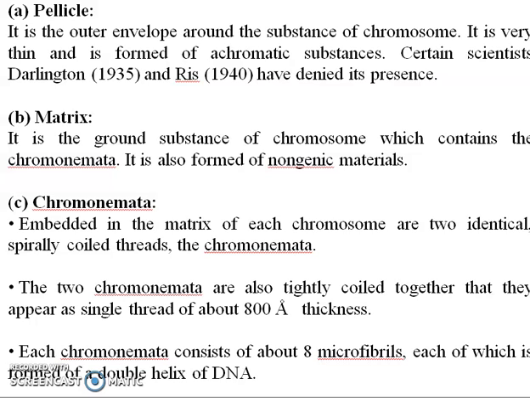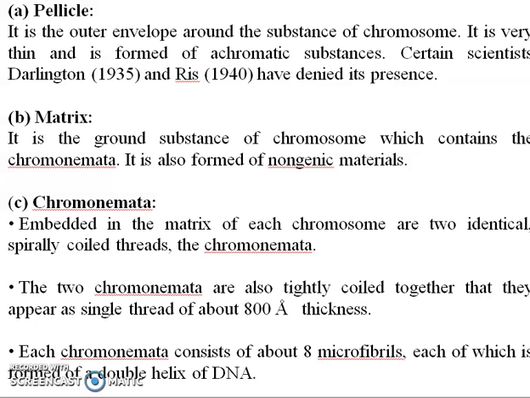Then the next, major part is the chromonemata. They are embedded in the matrix of each chromosome as two identical spirally coiled threads. The chromonemata are coiled within the chromatic matter. The two chromonemata are also tightly coiled together, so that they appear as a single thread of around 800 angstrom thickness.